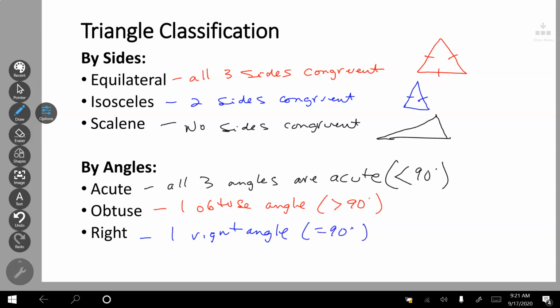And for both these obtuse and right triangles, I would have to have two acute angles. So an obtuse triangle has one obtuse, two acute, and a right triangle has one right and two acute. And a right angle, if I ever drew a right angle, I always draw a right triangle like this. Put the little perpendicular right angle in there.